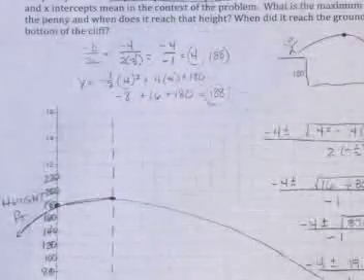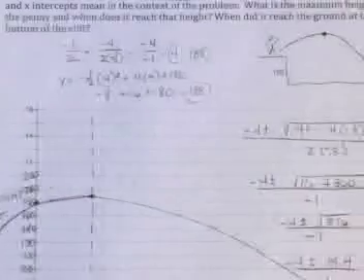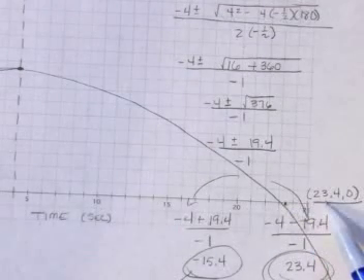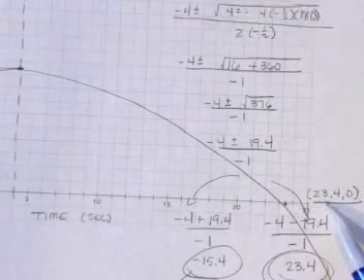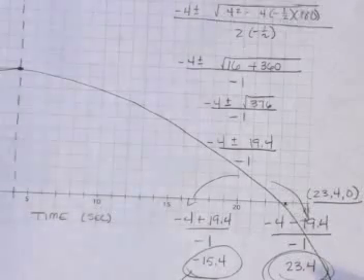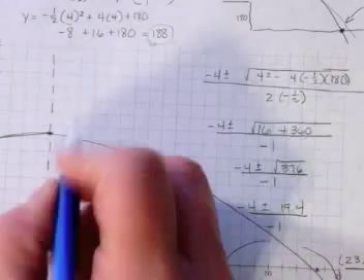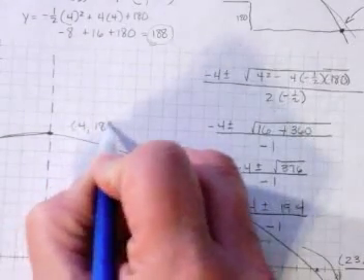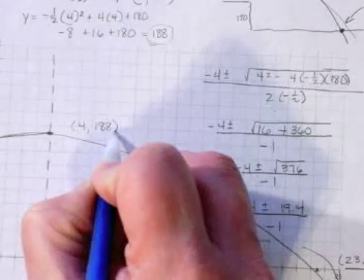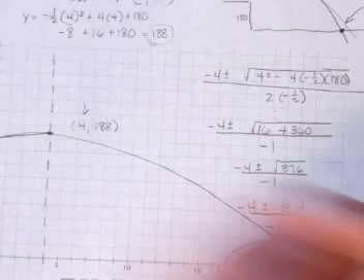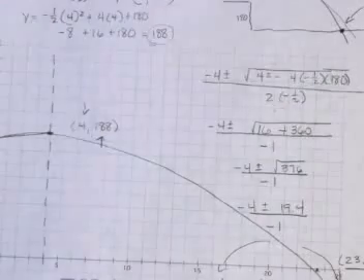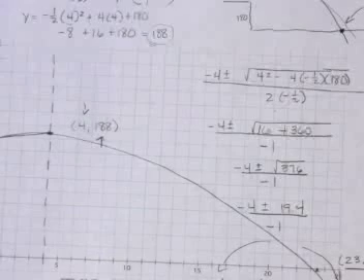We've found our x-intercept over here at 23.4, 0. And that tells us that the penny hits the ground after 23.4 seconds. It asks, what is the maximum height of the penny and when does it reach that height? And the answer here is my vertex, which we found was at 4, 188. This means after 4 seconds, my penny reached a maximum height of 188 feet.